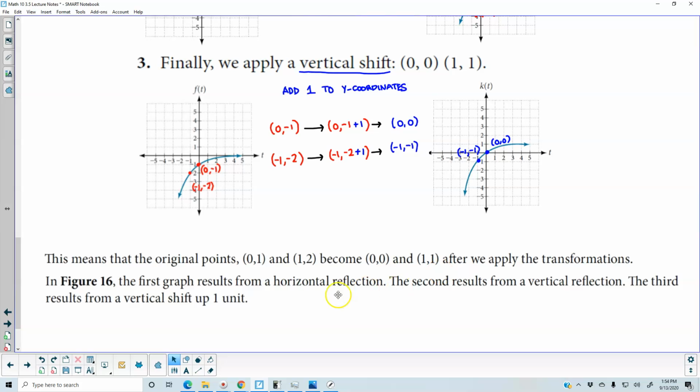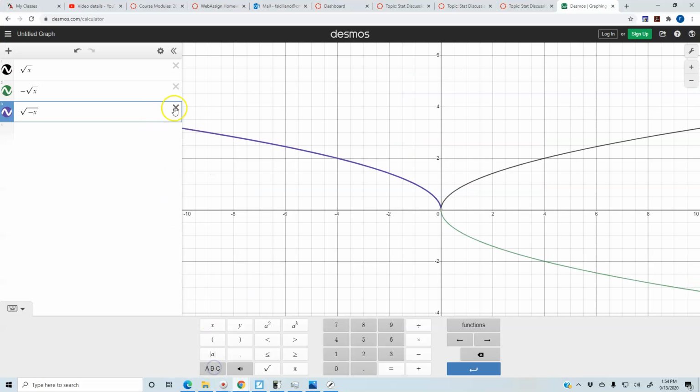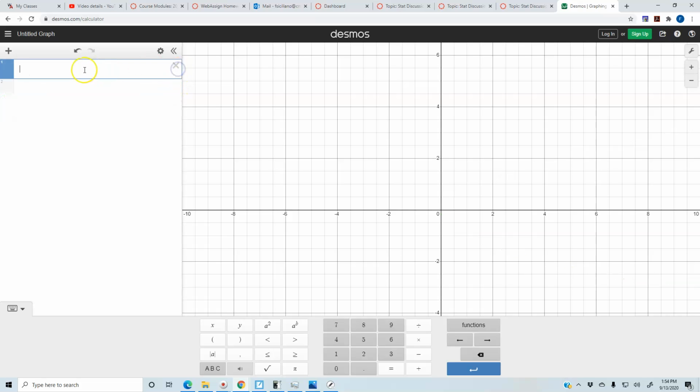So in this figure, again, we can see the first graph results from a horizontal reflection, the second results from a vertical reflection, and the third results from a vertical shift up 1 unit. Now again, let's visually see this on Desmos. We first need to write the original function. So we're going to write 2 to the x power.